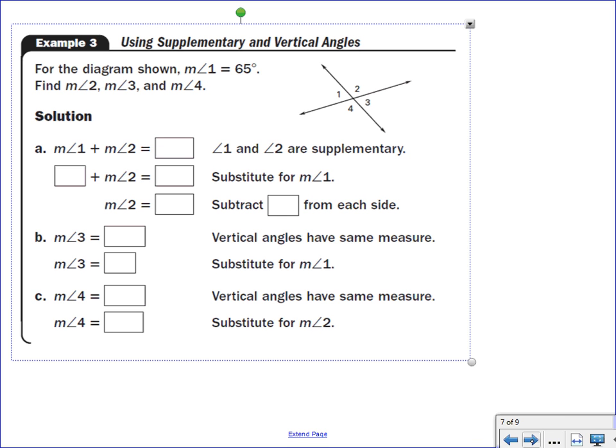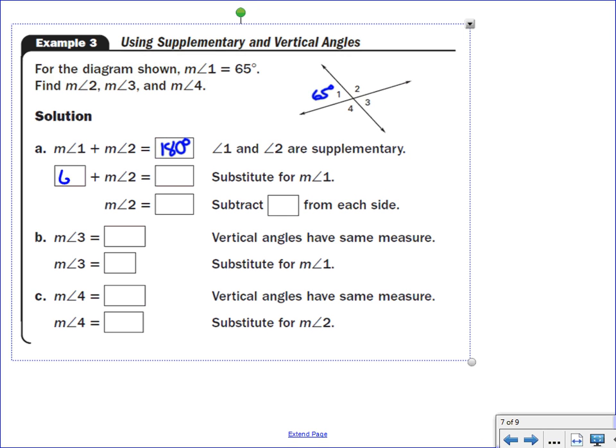Example 3, using supplementary and vertical angles. For the diagram shown, the measure of angle 1 is 65 degrees. The measures of angles 2, 3, and 4 are what we need to find. The measure of angle 1 plus the measure of angle 2 creates a straight angle when put together, which is a 180-degree angle. They are supplementary.